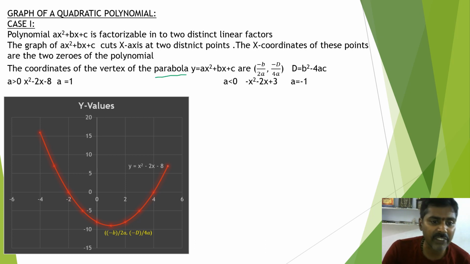And the second one is the vertex of the parabola, which is minus b by 2a comma minus d by 4a. Here b means the coefficient of x and a means the coefficient of x square, and this is c. So if I substitute minus b by 2a and minus d by 4a, I will get this value. This is the vertex of the parabola. You can ask me, so what is the importance of the vertex? If you draw a straight line through this vertex, then the points on the parabola are equidistant. That is the importance of the vertex of a parabola.